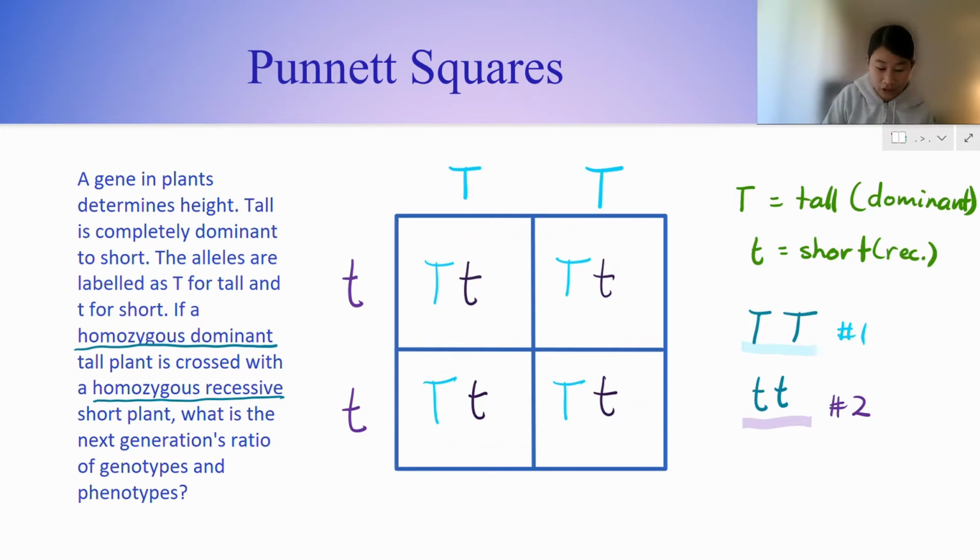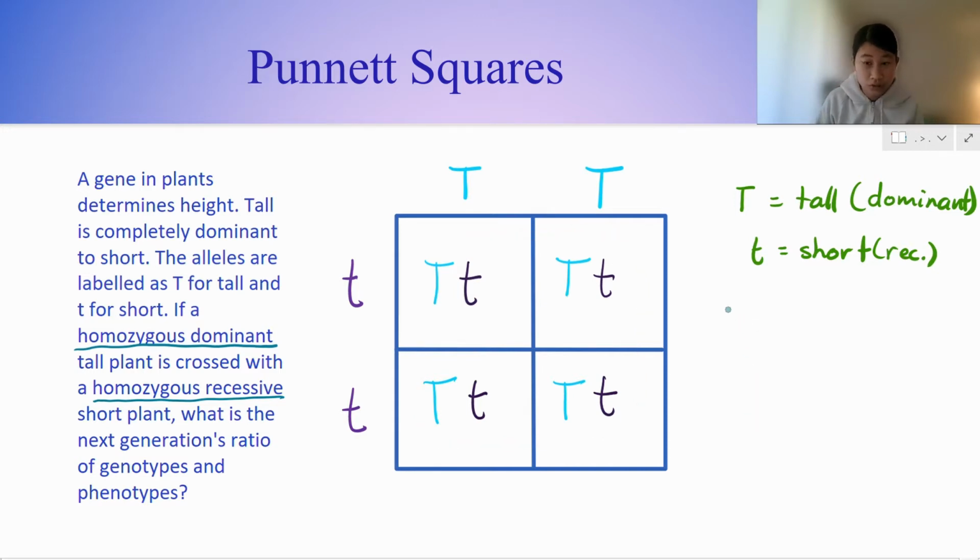Now let's find these ratios. So the genotype ratio, okay, is talking about the genotype, so the alleles, the letters. And so we see here that all of these combinations, this one, this one, this one, and this one, they're all going to be heterozygous. They are made up of 1 dominant allele and 1 recessive allele. Okay, and so the genotype is going to be 100% heterozygous, or large T, little t.